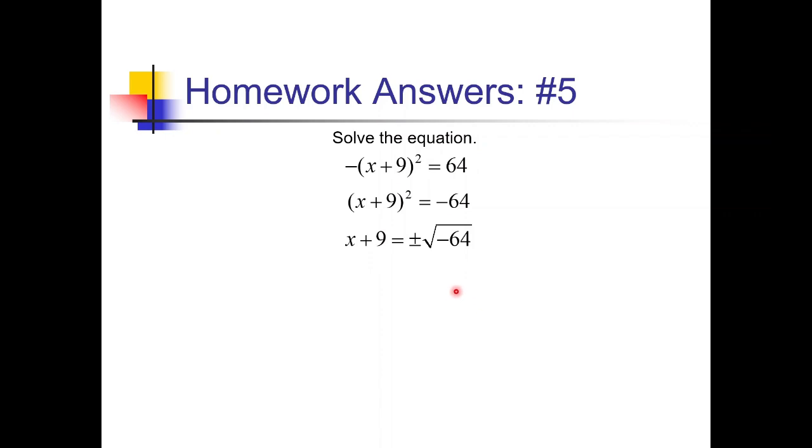And at this point, since I can't take the square root of a negative and get a real number, if I'm not looking for imaginary solutions, then I'm just going to say there is no real solution on this one. Now, later on in the curriculum, if we were allowed to use complex numbers, I could go a little further, but we're not there yet.